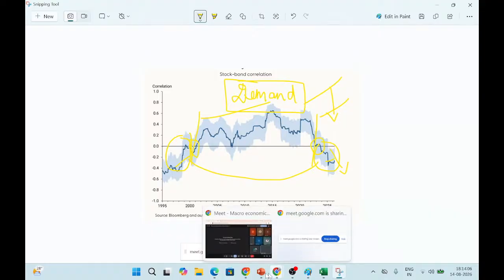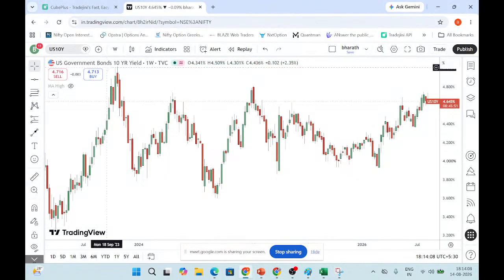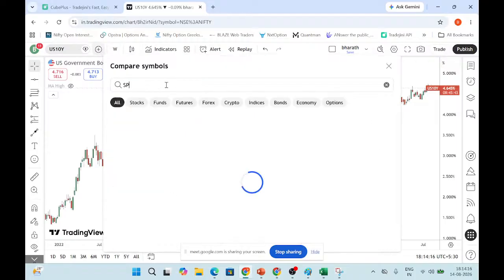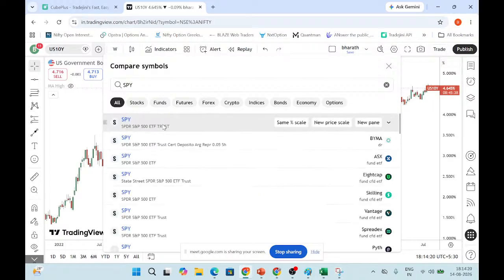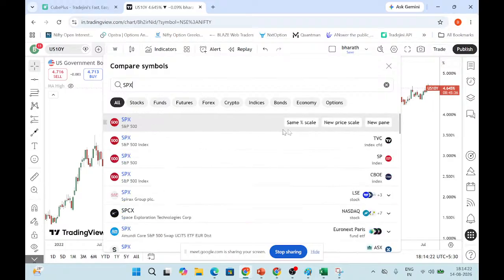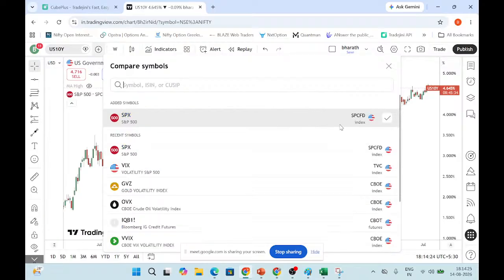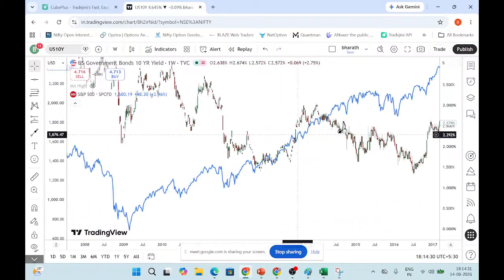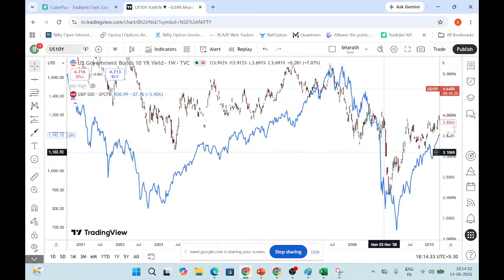Now if you look at this chart, let me pull up this chart. This is the 10-year yields. Along with the 10-year yields, I'm going to put SPY, basically the US SPX, on a new scale. I'm trying to show you what was happening here. So I'll go to a weekly chart and I'll show you the relationship, how it was different then and now.